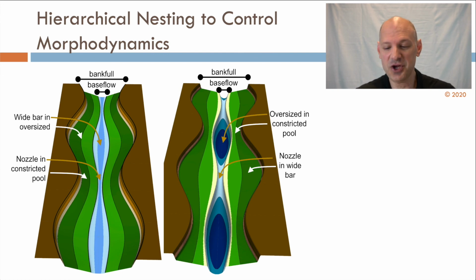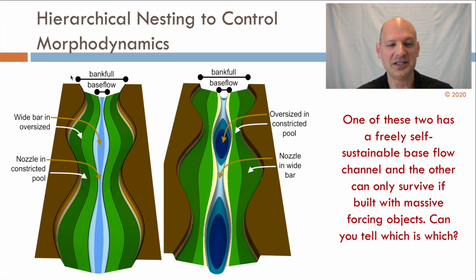Just as a test for you, if you just think about the fluid mechanics, here are two-stage topographic regimes. One of these has a self-sustainable pattern and the other one does not. Is it the left? Is it the right? I want you to pause and think about that. If you were to put a baseflow and a flood flow through here, which of these would fall apart and which would be sustainable?